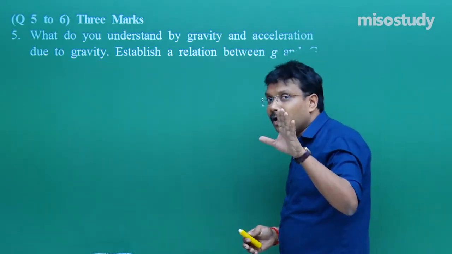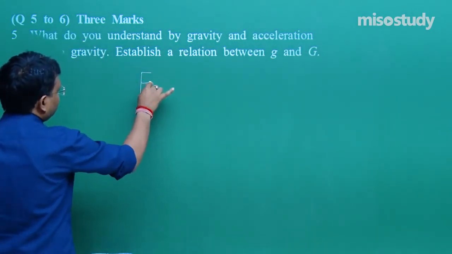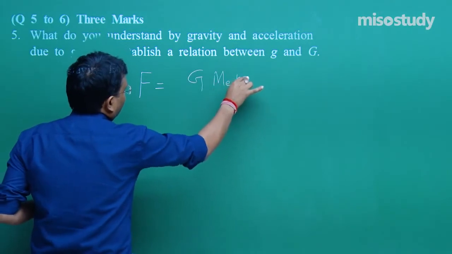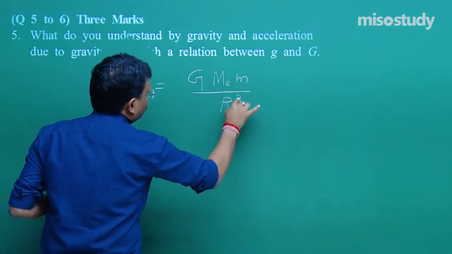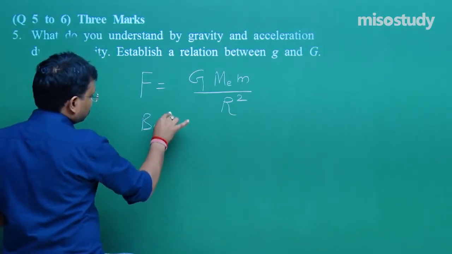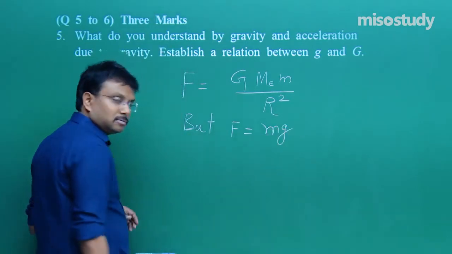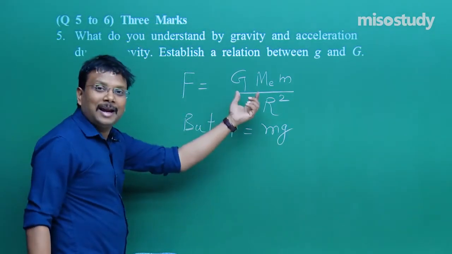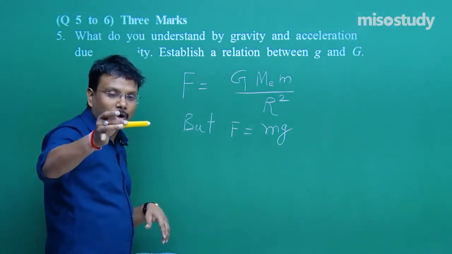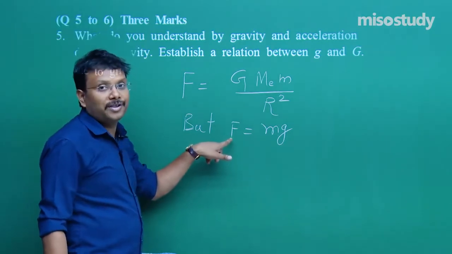Now what about the relation between G and g? So simply say F is equal to G M E m upon R square, fine, but F is equal to mg. This is the force of attraction between the earth and this small chalk holder. Definitely I will not drop it, otherwise I will be fined. And this force is mg.